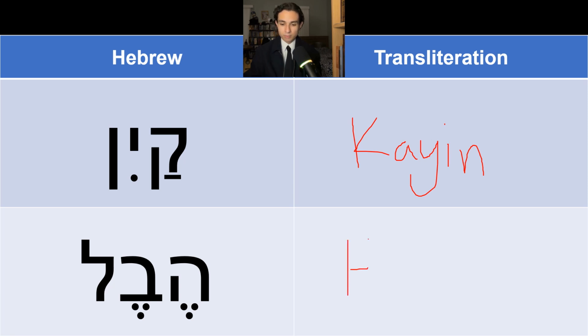Next is Hevel. Hevel. So if you followed along nicely with the Hebrew alphabet and the Hebrew vowels, this should be pretty much a breeze for you. You've noticed already the pattern that we're doing: consonant, then vowel, then back to the consonant, vowel, consonant, vowel. So these names are traditionally translated in English as Cain and Abel.